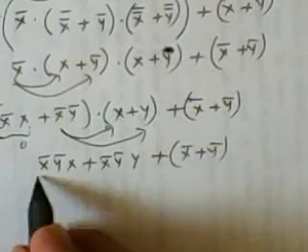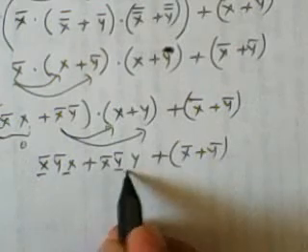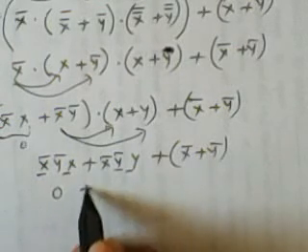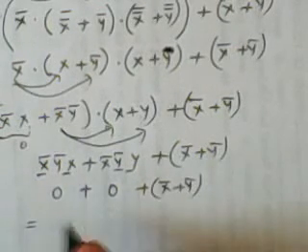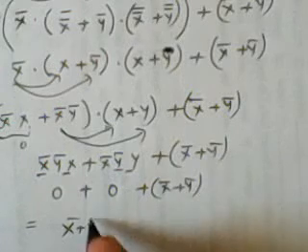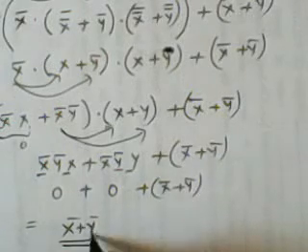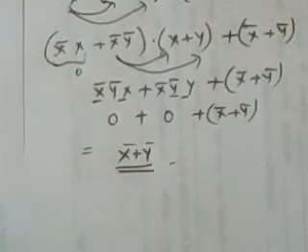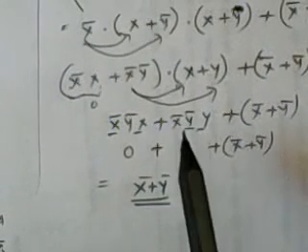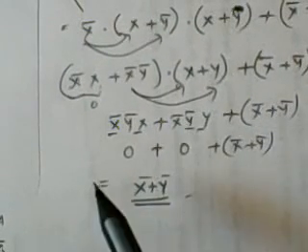Now you observe this. X bar x how much? 0. Similarly, y bar y how much? 0. This becomes 0 plus 0 plus x bar plus y bar. Now what is remaining is x bar plus y bar, the final simplified answer. Right? Hope you have understood the De Morgan theorem, proof of De Morgan theorem, and simplifying simple complemented expressions using De Morgan theorem.